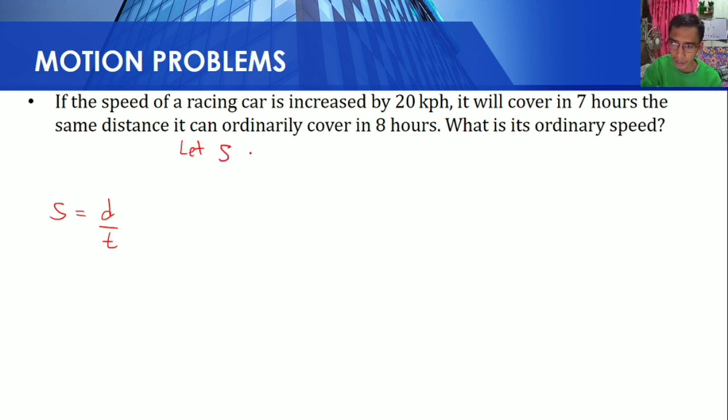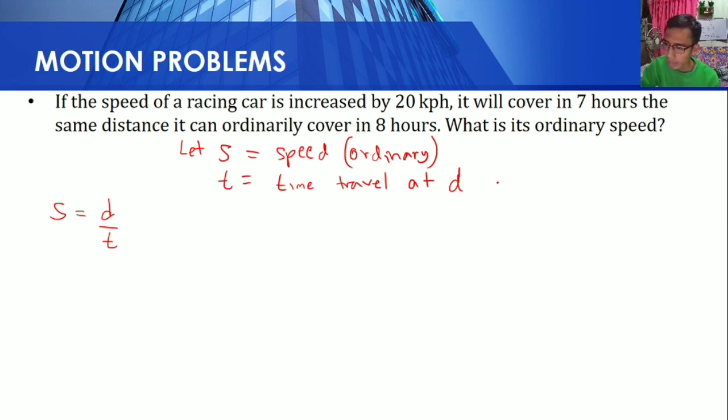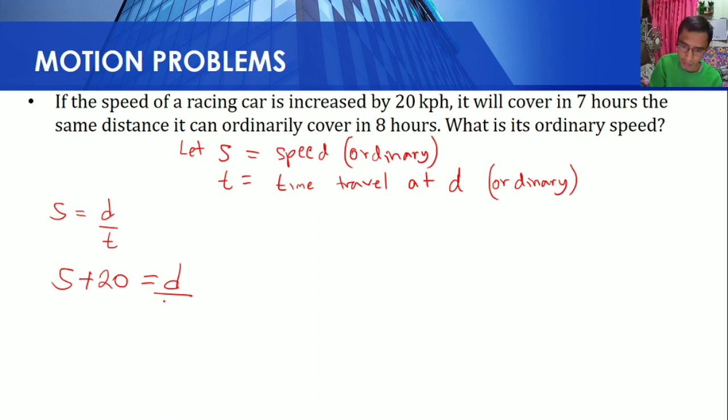So let S be the ordinary speed, and T is the time of travel, and D the distance at ordinary speed. It says if the speed of a racing car is increased by 20 kph, it will cover in 7 hours the same distance. So S is equal to D over T. The speed has an increase of 20 kph, so that will be S plus 20 is equal to D over 7.